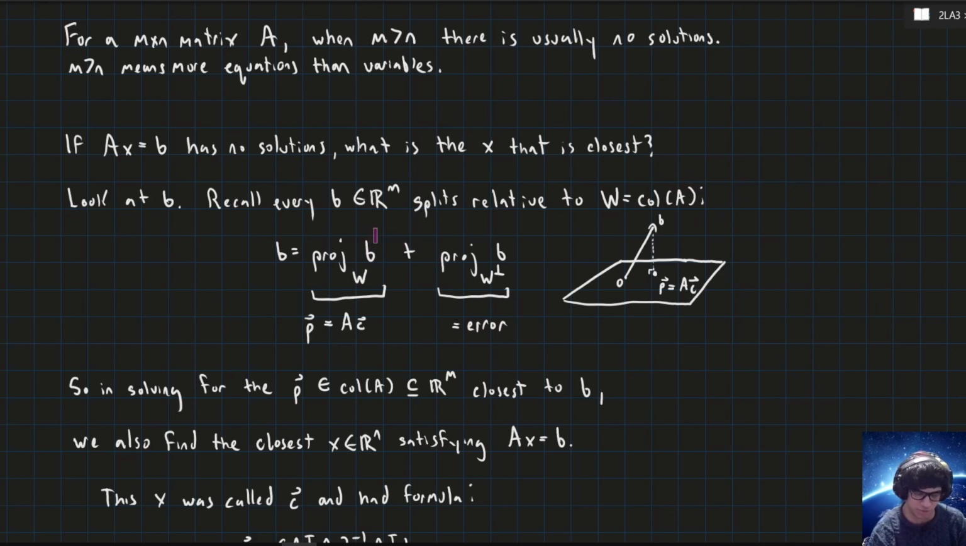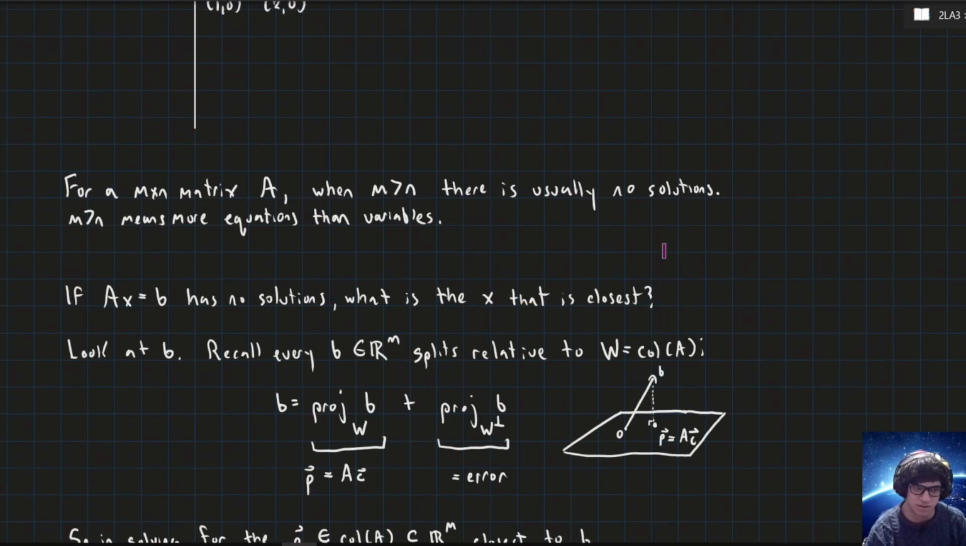into the projection of b onto W and the projection of b onto the orthogonal complement of W. We call this part the error, because that's how far we're off from the plane or the column space. And in our work with projections, we figured out how to solve for the P here, the part in the column space closest to b.